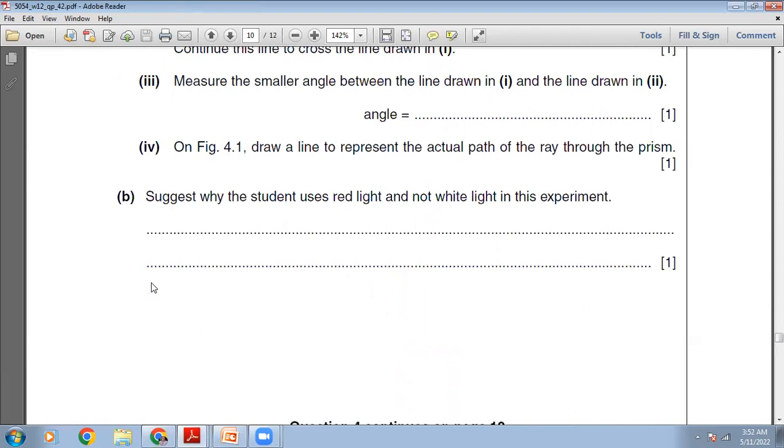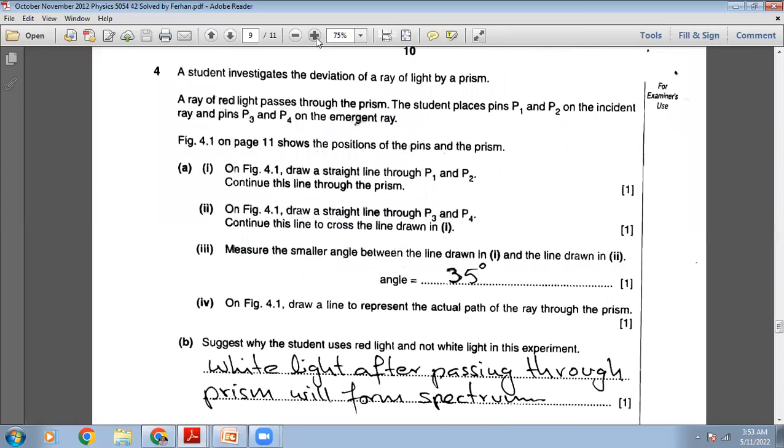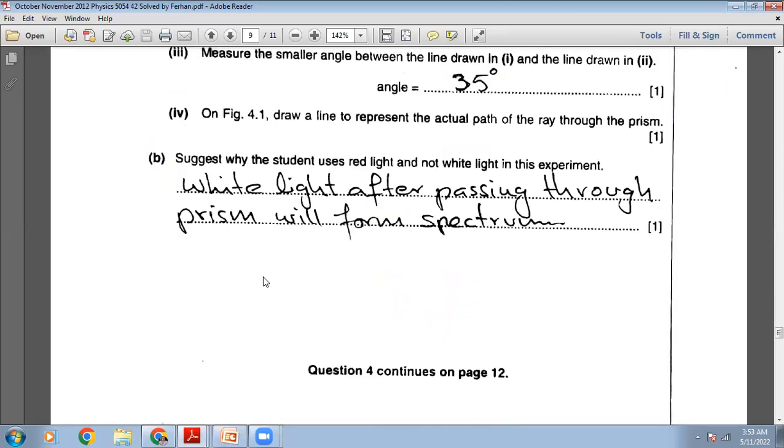Okay, then the question is, suggest why the student uses red light and not white light in this experiment. You see, we cannot use white light here because when white light passes through the prism, it will make a spectrum on the other side. So we used a single wavelength and frequency light, meaning red light, because red light will not make a spectrum when it passes through the prism. So let me show you. White light after passing through the prism will form the spectrum. That's my answer.